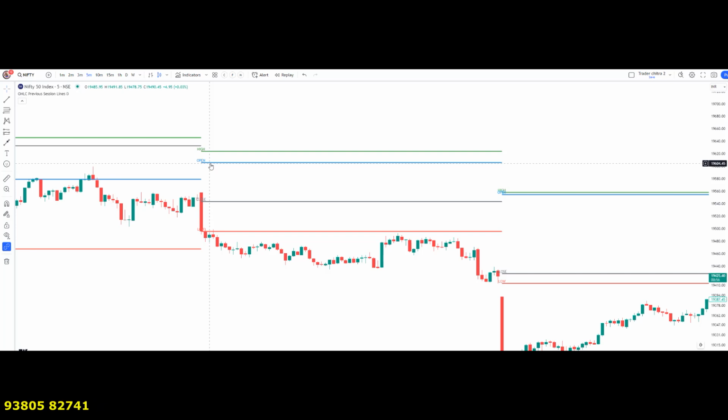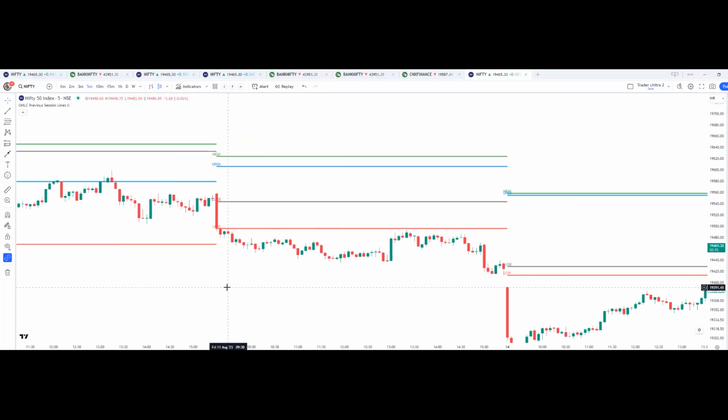There the color was white, so that line was not visible. So the high, open, close and low are now visible. So this is the example of 11th August.